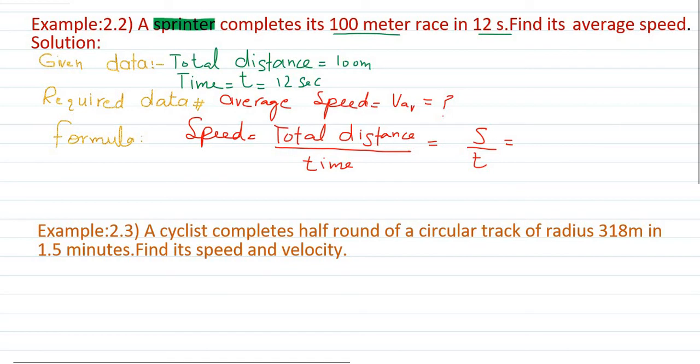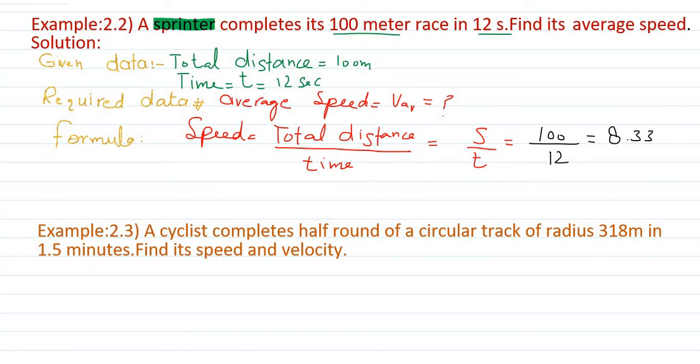The total distance is given as 100 meters, so I write here the value of S, that is 100 meter, and the time is given, that is 12. 100 divided by 12. When we divide 100 by 12, you can use your calculator. We get the answer, that is 8.33.